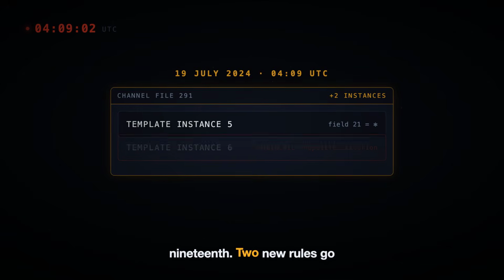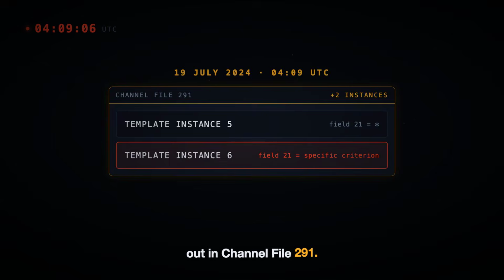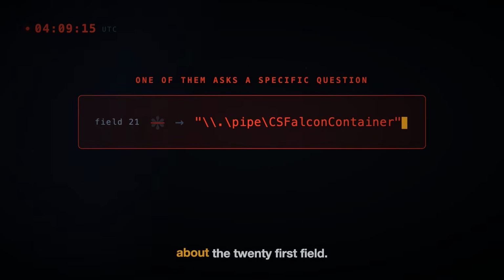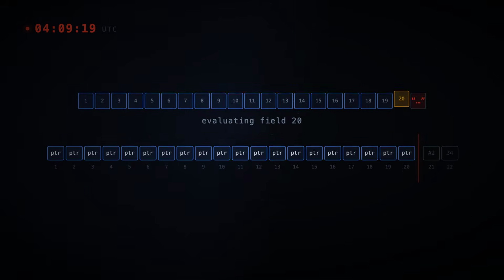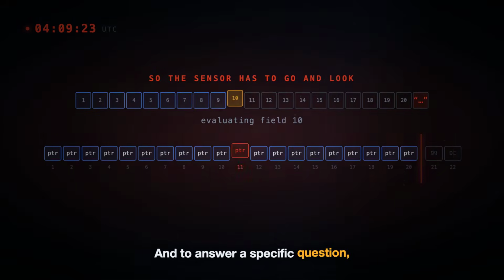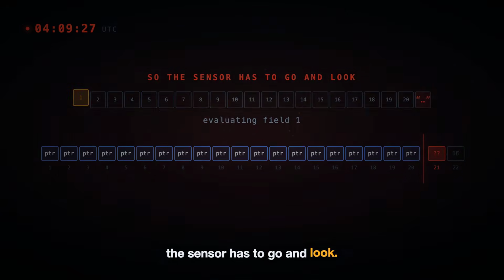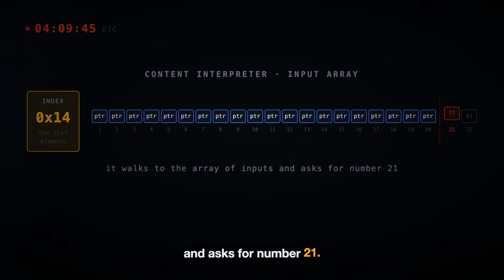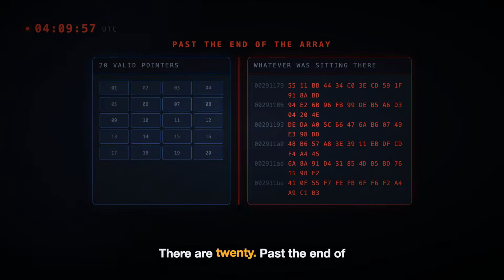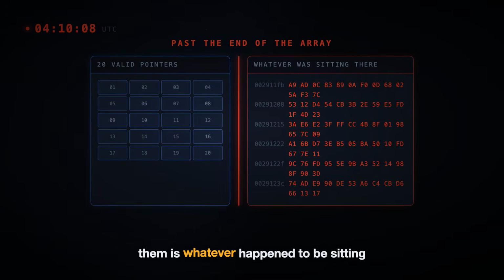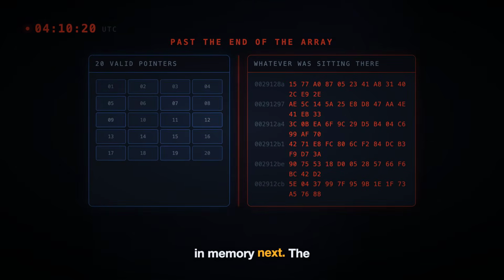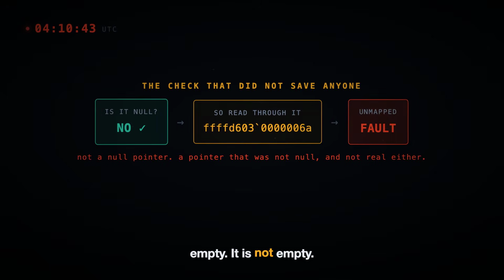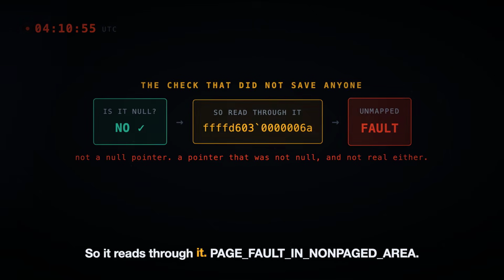July 19th, 2 new rules go out in channel file 291. One of them asks a specific question about the 21st field. And to answer a specific question, the sensor has to go and look. It walks to the array of inputs and asks for number 21. There are 20, past the end of them is whatever happened to be sitting in memory next. The code checks whether that value is empty. It is not empty, so it reads through it.